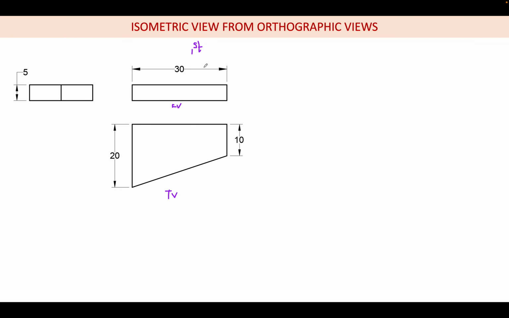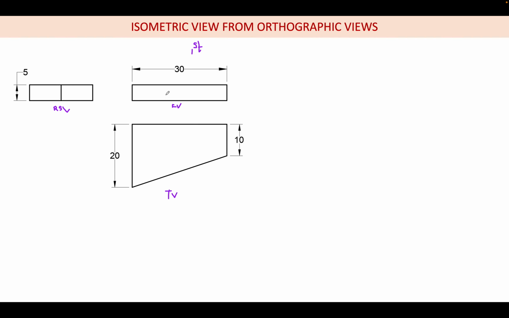Any doubt? This is just a recap. In first angle, this will be my right side view because I am drawing it towards the left side. In first angle projection, the right side view comes to the left of the front view. In third angle projection, the right side view comes to the right of the front view. So I draw these three views.